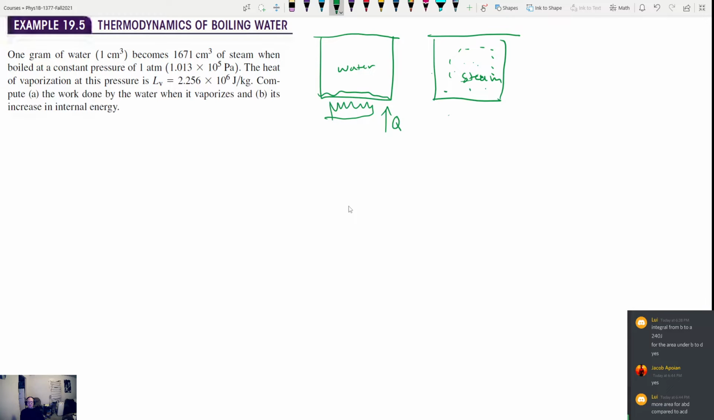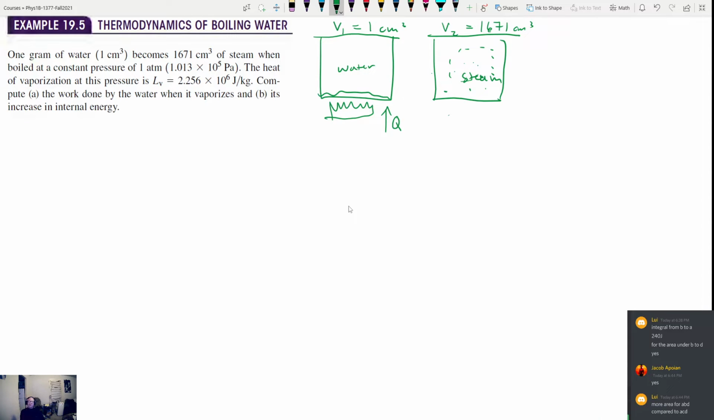So we have steam here, so this is water, this is steam. We know that the volume here, we'll call this volume 1, is equal to 1 centimeter cubed, and volume 2 is equal to 1671 centimeters cubed. And it says the heat of vaporization at this pressure is this number. Compute A, the work done by the water when it vaporizes, and B, its increase in internal energy.